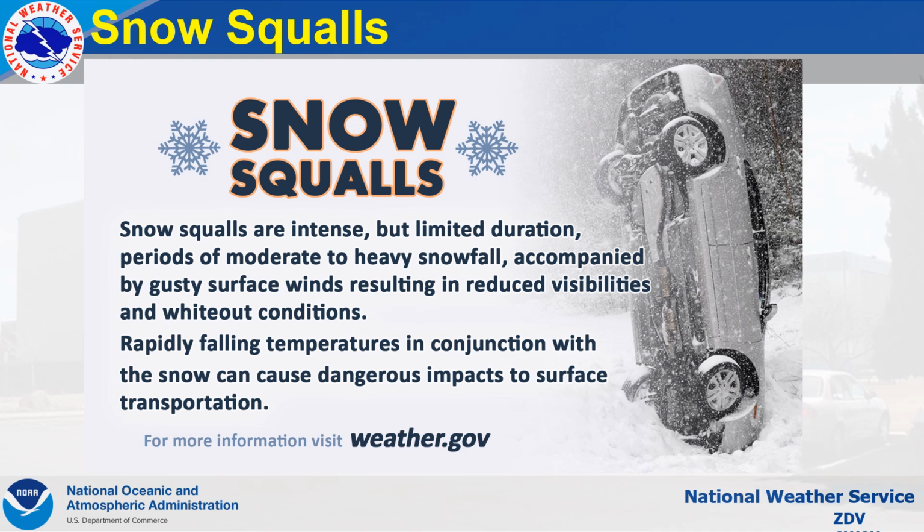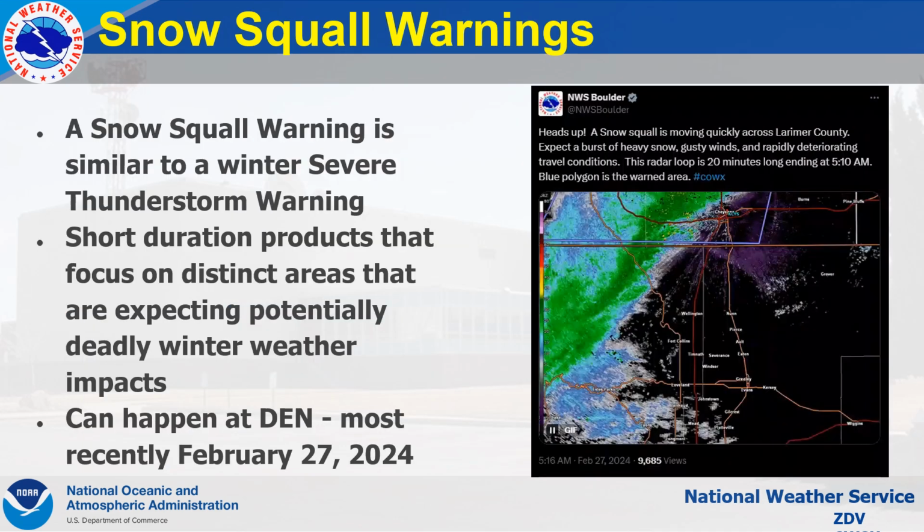So as we're going over that definition, a couple things pop out. Intense but limited duration, so it is a short-term event, and periods of moderate to heavy snowfall. For all intents and purposes, this is essentially a thunderstorm, but snow. As just mentioned, a snow squall warning is similar to a severe thunderstorm warning. It's a short duration product that focuses on distinct areas that are expecting potentially deadly winter weather.